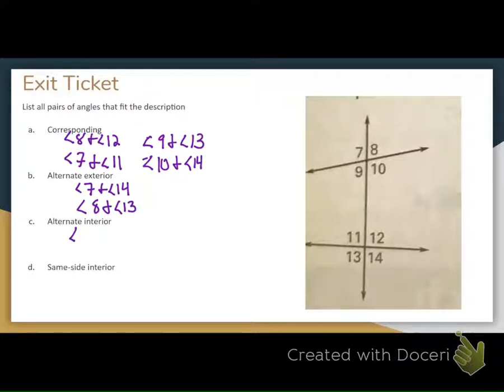Okay, alternate interior. 10 and 11. And then alternate interior. 9 and 12. Okay, same side interior. Anybody just want to volunteer to name that one? Okay, let's go. 9 and 11. And then what did you get for the other one? 10 and 12. Nice job, guys.